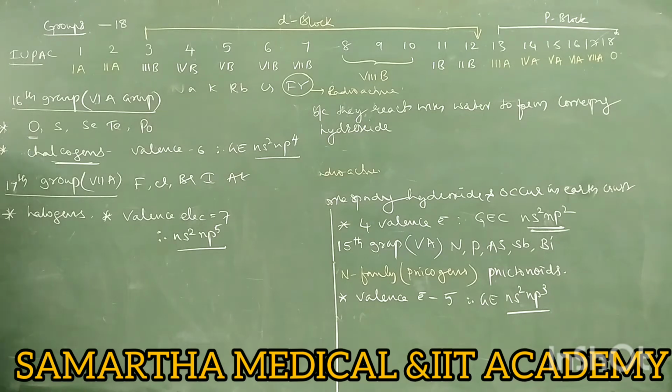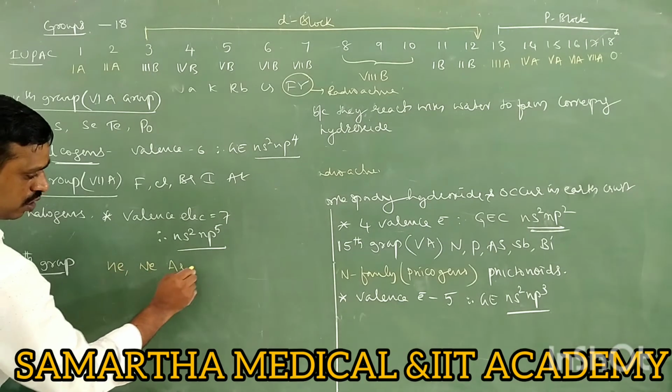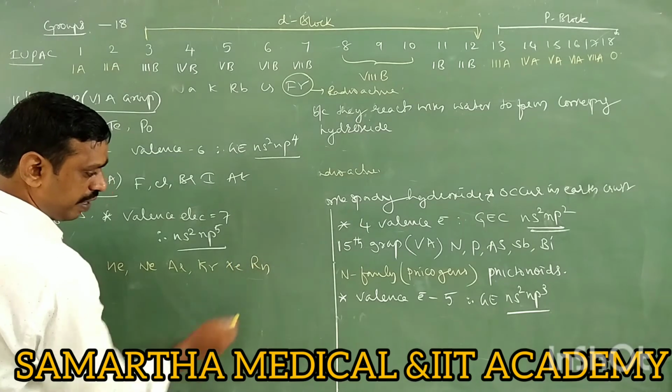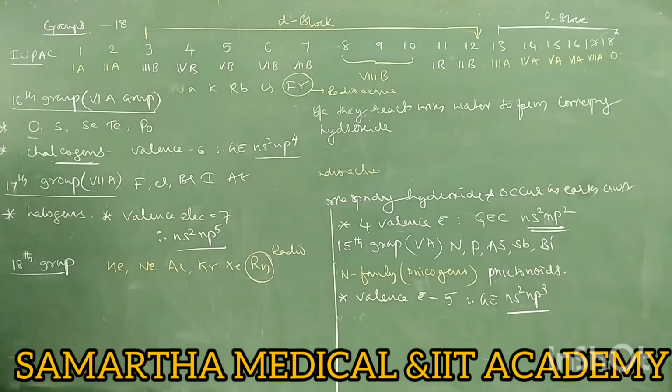Next, tell me: 18th group. Which elements are called the 18th group? Noble gases, that is helium, neon, argon, krypton, xenon, radon, where radon is a radioactive element. So helium, neon, argon, krypton, xenon and radon are called noble gases, of course 18 group elements.